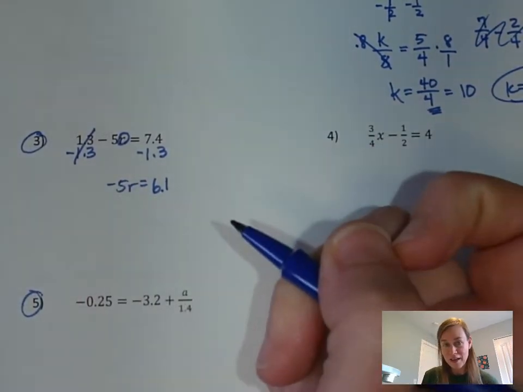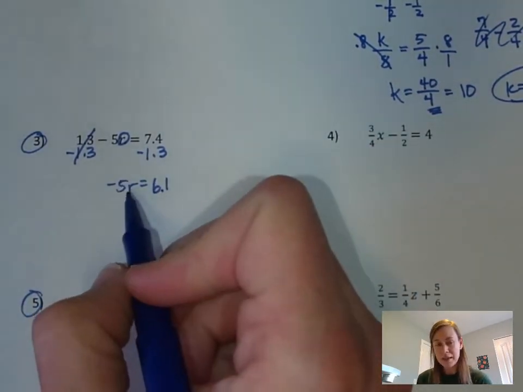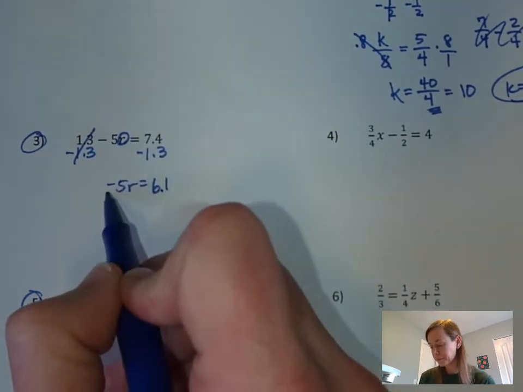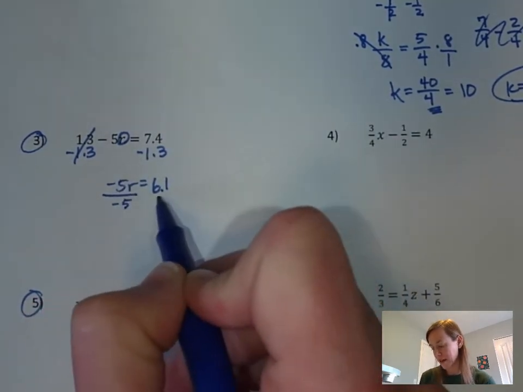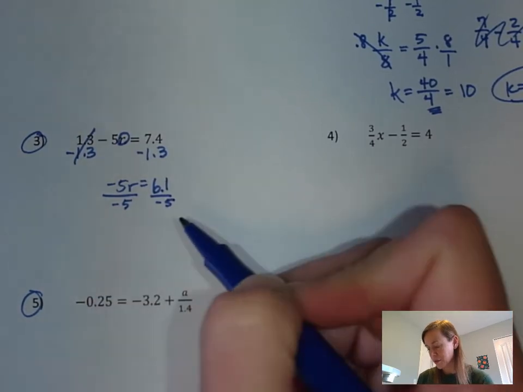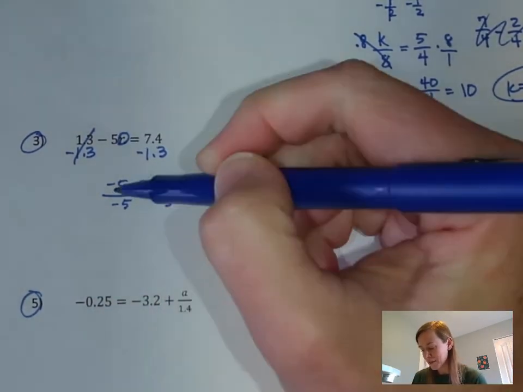Now we have to get rid of that negative 5 in front of the r. Right now it's multiplying, so we're going to get rid of it by dividing. Make sure you put the negative and the 5 down there in the division. Divide both sides by negative 5.